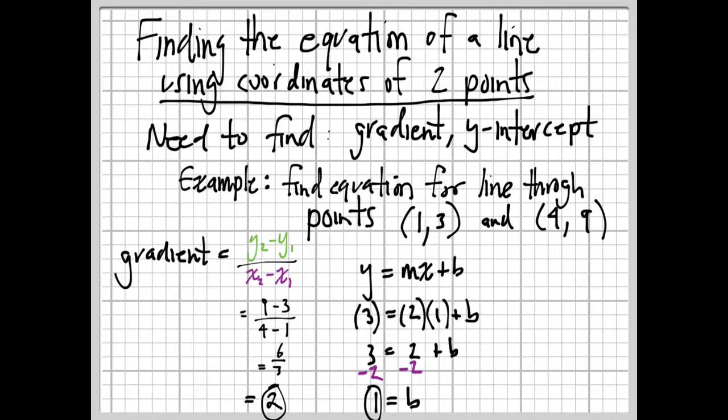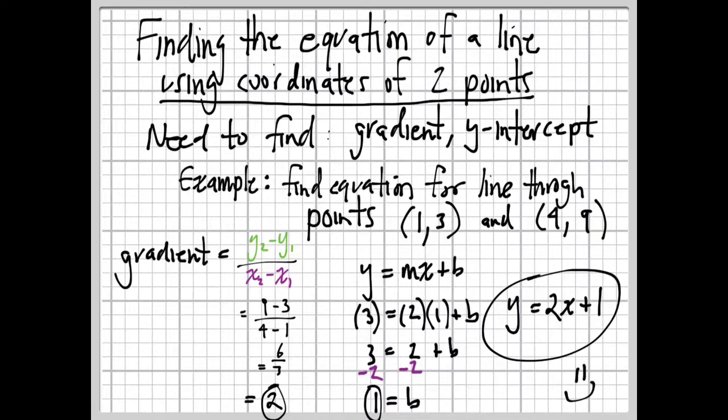So now we can write gradient intercept form for this equation. We know that the gradient is 2, so we stick that in there, and we put x and plus, and then the y-intercept is 1. So y equals 2x plus 1 is the equation for this line. Okay, that's how it works every time.